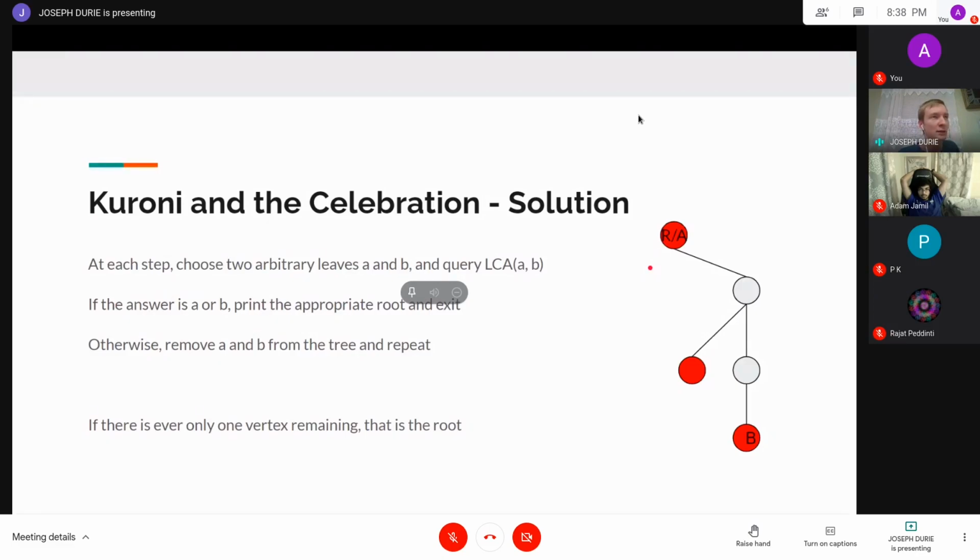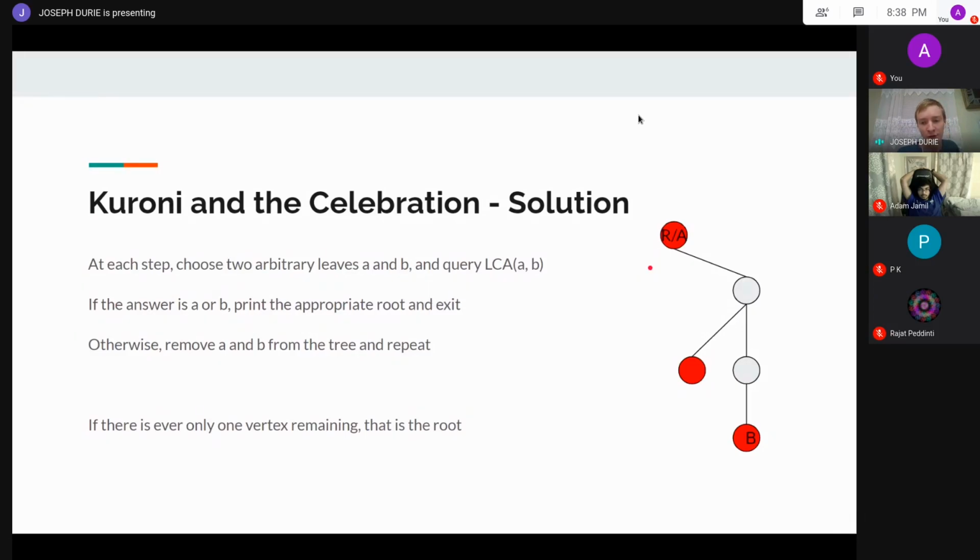And notice that this is always going to take at most floor n over 2 steps, because every time you query a vertex, you're either going to immediately print either A or B or remove both of them. So we're splitting into completely disjoint pairs. So you only have at most floor n over 2 pairs. So yeah, that's how you can do it in n over 2 queries. Any questions on the solution?